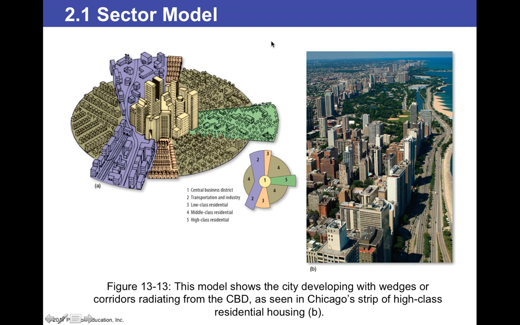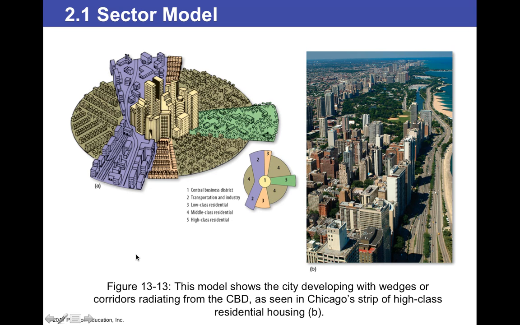Okay, so this is a sector model. And a good way to look at it is right there. It's like a really bad sliced pizza, like a terribly sliced pizza. We have our central business district, right, still in the middle. We have our industry. This would be this industry area. We have our low-class residential, which is right kind of by the central. So you can see right there. Middle class there. And then high class, this stretched here.